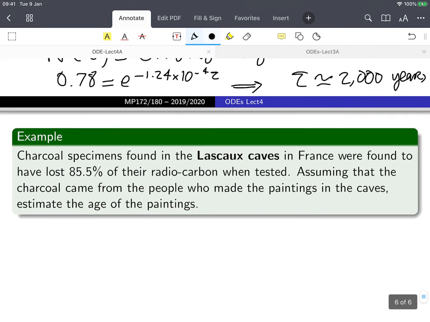Okay, let's do another. Charcoal specimen found in the Lascaux caves. So that's in the southwest of France. That's where I come from. For 50 or 60 years, it was the oldest proof of human activity, but it's been beaten flat out recently, I think. Can't remember. I must look it up. Assuming that the charcoal came from the people who made the paintings.